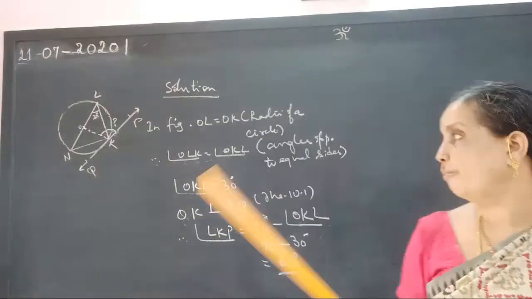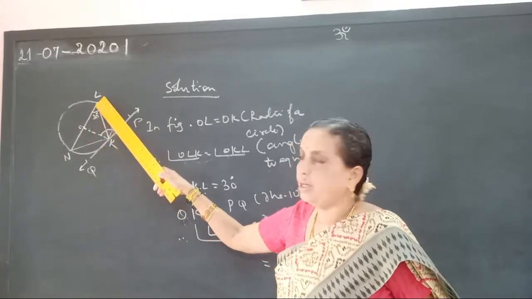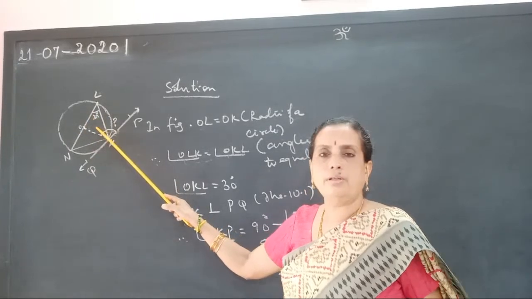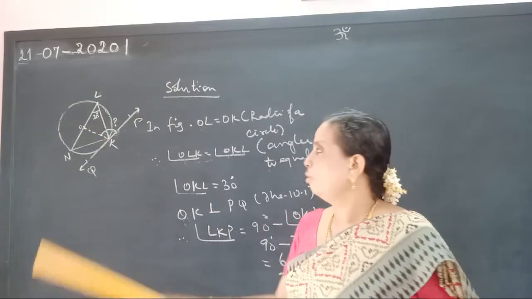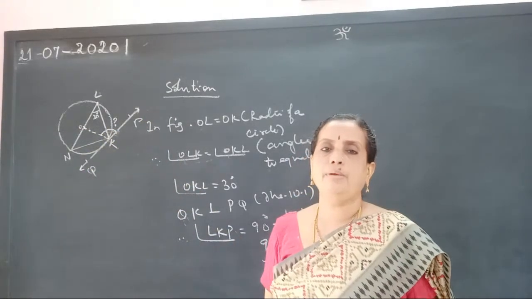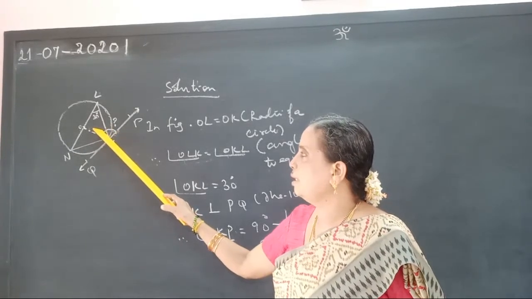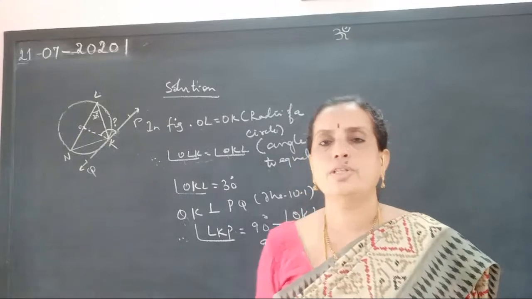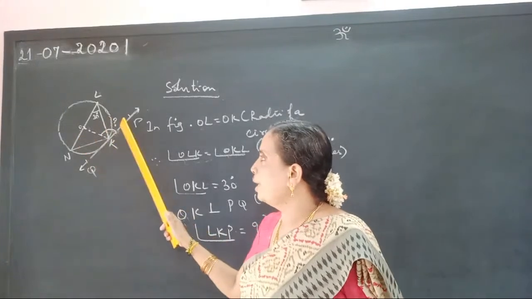Once again I will inform. Here, this is the diameter. OK and OL are the radius. So when the sides are equal, the base angles are equal. So angle OKL will become 30 degree. Now, OK is perpendicular to PK according to theorem 10.1. So the total angle is 90 degree. This is 30. 90 minus 30, LKP is 60 degree. The alternate way is we can use angles in the alternate segment also.